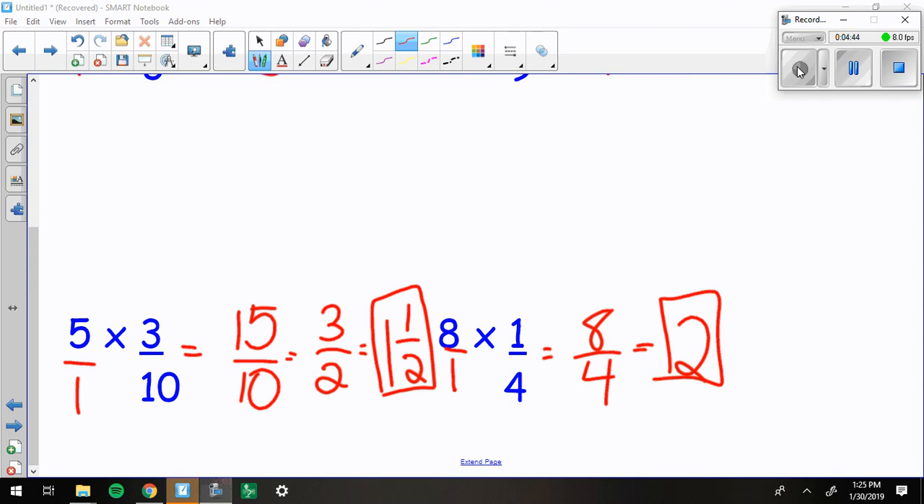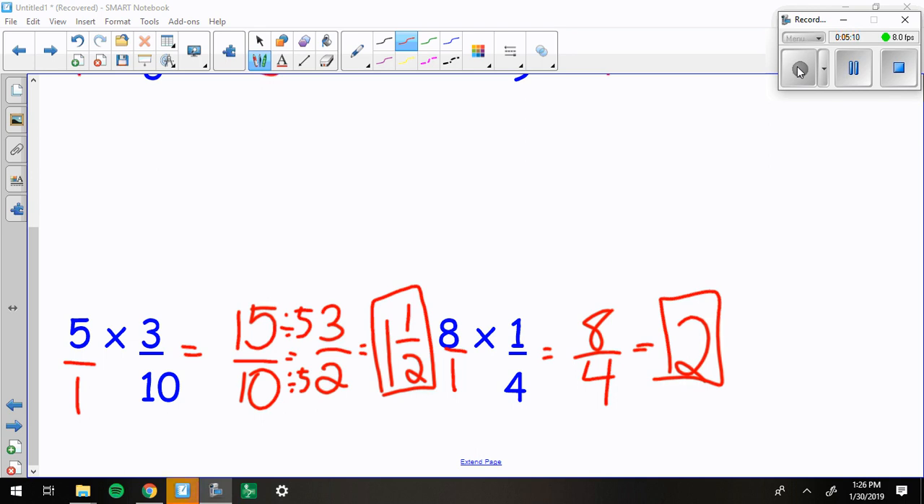All right, let's take a look here. For our first one down here, 5 times 3/10. I do 5 over 1 because it's a whole number. 5 times 3 is 15. 1 times 10 is 10. I can simplify that to 3 over 2, dividing by 5 each time. And I would get 3 halves. Can't leave it like that. I need a mixed number, 1 and 1/2.